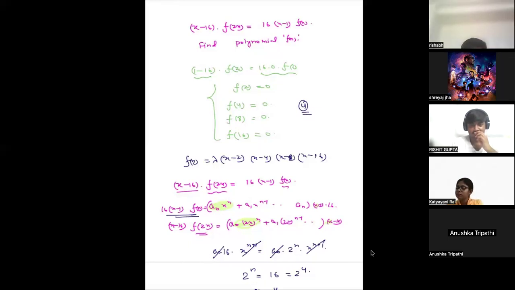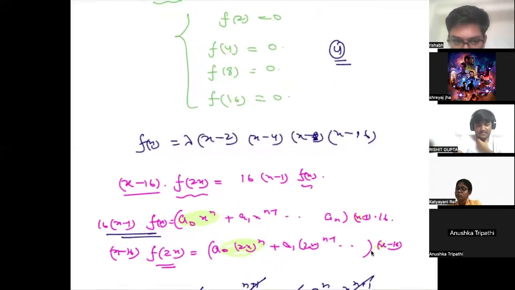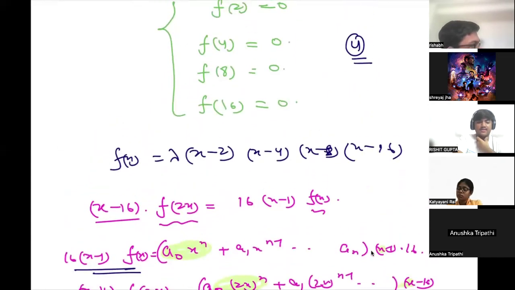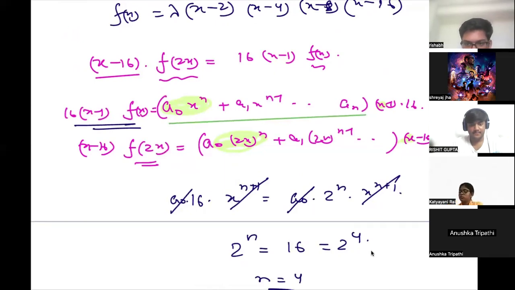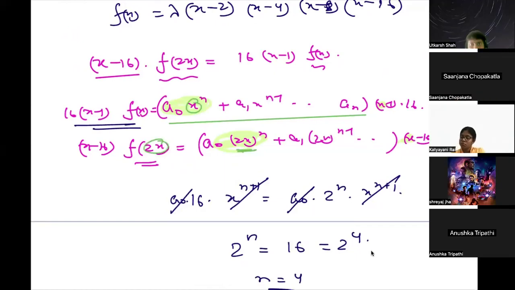Is this okay, beta? Getting this? Second part, please. In the second part, sir, how is the 2 raised to n part? See, we have assumed that the function fx is a naught x to the power n plus a1 x to the power n minus 1 and so on, right? In this, in place of x, I have to put 2x. So from that, I'm getting this.